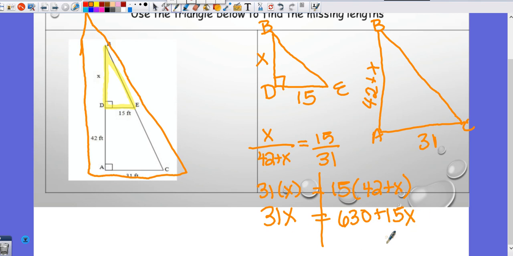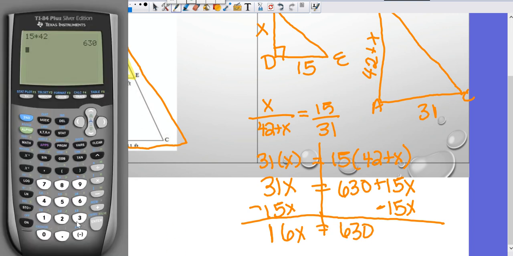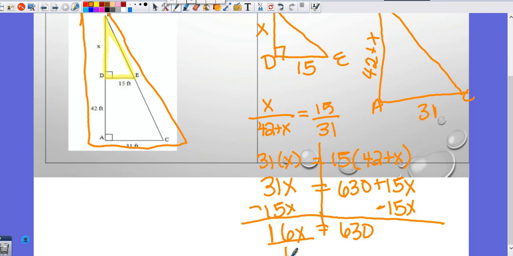Okay, the x is on the wrong side, and if we cross over the line, we need to change the sign. So here we get 31 minus 15. That's going to give me 16 x equals 630. And you can always use the calculator to double check yourself. 31 minus 15. Yep, I'm right. And then I need to divide by 16 on both sides.